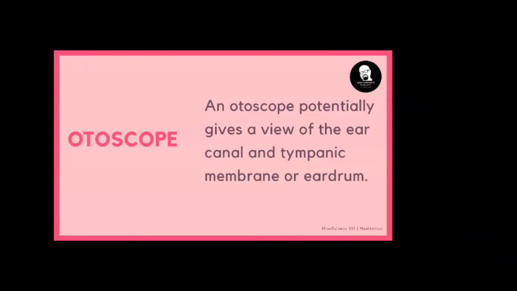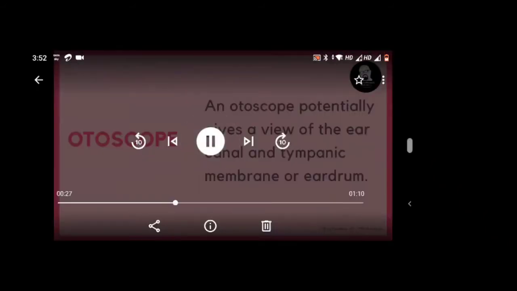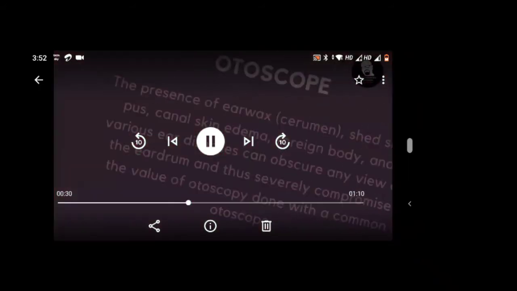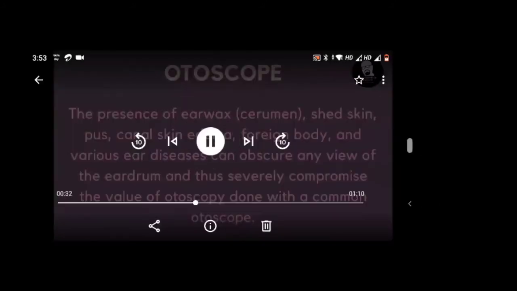See, an otoscope potentially gives a view of the ear canal and the tympanic membrane, or eardrum. The presence of earwax, which is called cerumen in medical terminology, then skin, pus, canal skin edema, foreign body, and various ear diseases can obscure the view of the eardrum, and thus severely compromise the value of otoscopy done with the common otoscope. These are all things that block the view of the structure of the eardrum. So for that reason, this otoscope may be very useful for viewing the eardrum, or the tympanic membrane. That is what they mention.